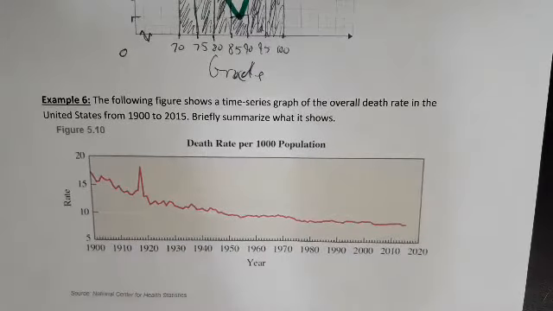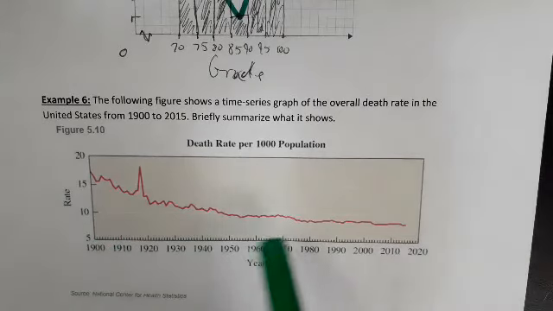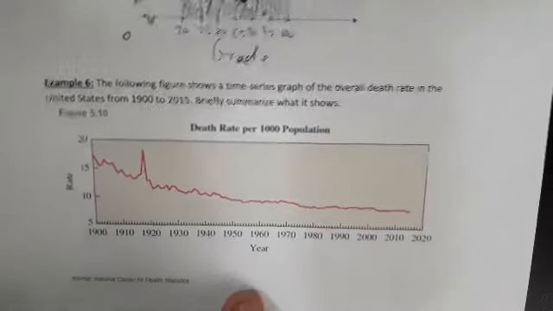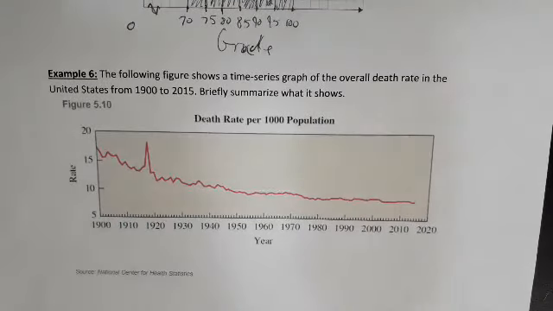So this is essentially what they did here. They plot it point by point. And they plot this across time. So if we plot it across time, then it is a time series graph. And so we want to see what this says about the overall death rate per 1,000 population. If we're looking at this thing in general, right?